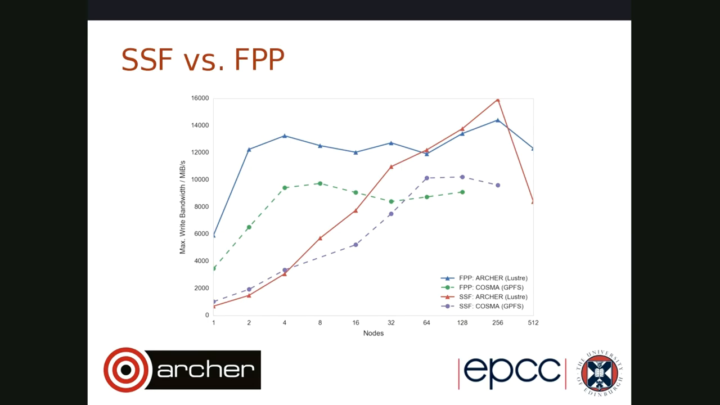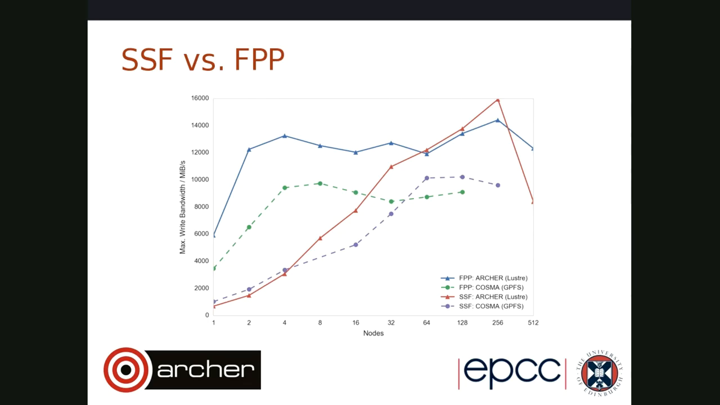The dashed lines are both on the Cosma GPFS system, and the solid lines are both on the Archer Lustre file system. The red line on Archer is single shared file, so that's the MPI IO version. The blue line is file per process. Similarly on Cosma, the purple line is single shared file, MPI IO, and the green line is file per process. And what you can see here is that there's not much advantage, in terms of performance anyway, to using single shared file MPI IO over a file per process scheme.